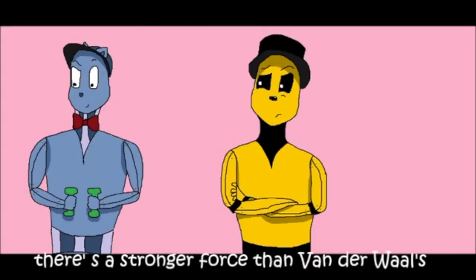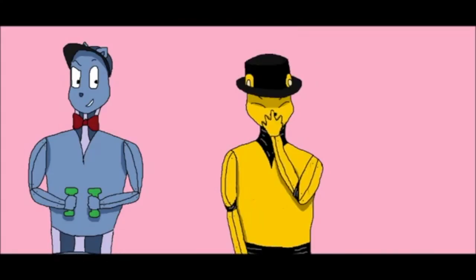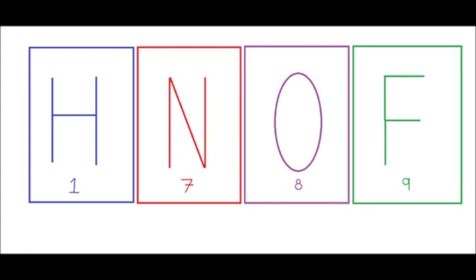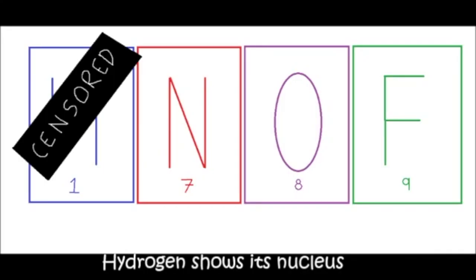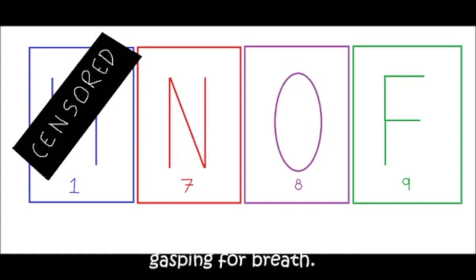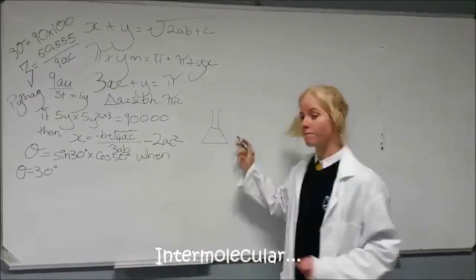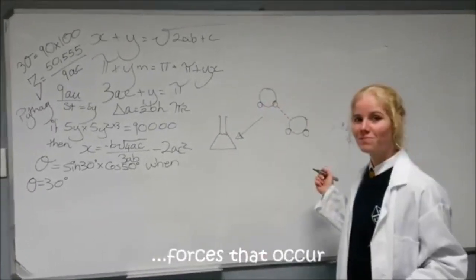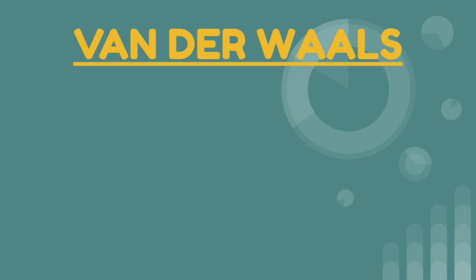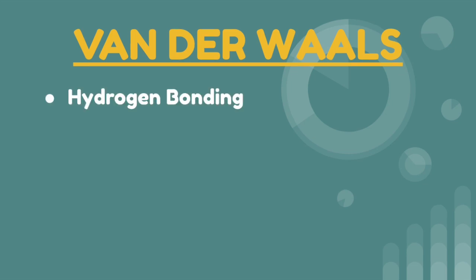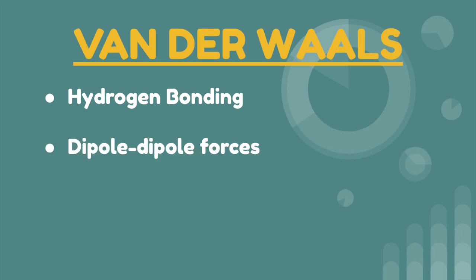Hydrogen bonding is a stronger force, involving H and O and N. Hydrogen shows its nucleus, leaving the rest gasping for breath. That was a quick review of 2 out of 3 of the van der Waals forces: hydrogen bonding, which is the strongest van der Waals force, and dipole-dipole forces, which is the second strongest force.